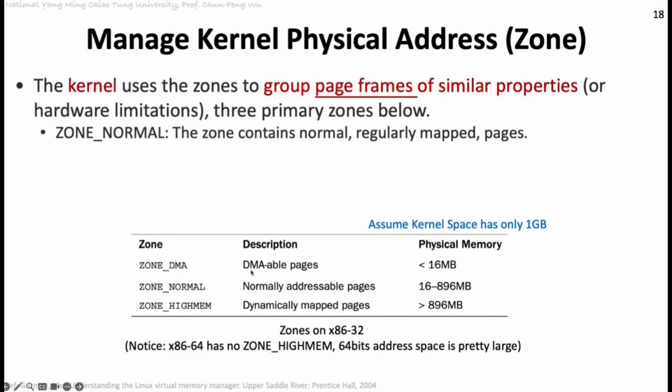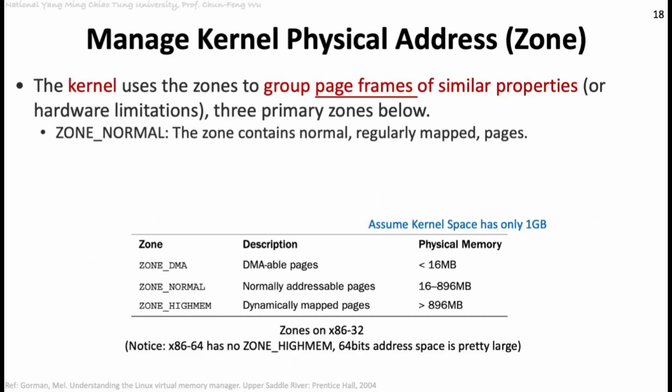Maybe you are curious about why we split the zones into these different properties. This is because in old systems, maybe 20 years ago, DMA had special settings, because some DMA settings could only support the first 16 megabyte of memory. For example, if you move networking data to the host system using DMA in an old system, you can only use the first 16 megabyte of the host memory. You cannot use more than that.